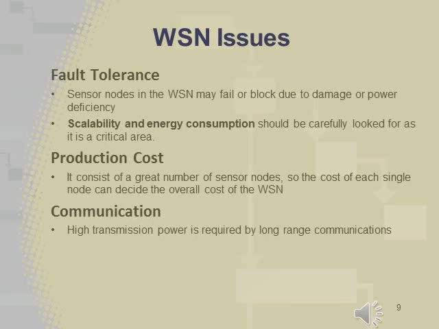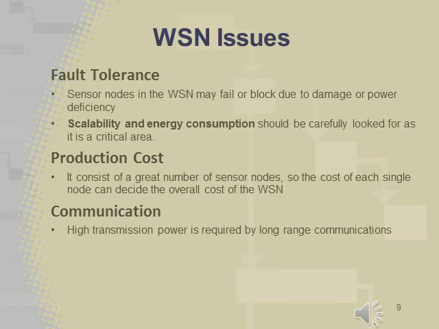Fault tolerance. Sensor nodes in the WSN may fail or block due to damage or power deficiency. If they were to fail, it should not affect the whole system. And if it does fail anyway, it can cause a fault tolerance issue. Fault tolerance usually helps sensor networks to be sustained without being interrupted due to the failure of nodes. So to achieve fault tolerance in WSN, scalability and energy consumption should be carefully looked at, as it is a critical area in this issue.